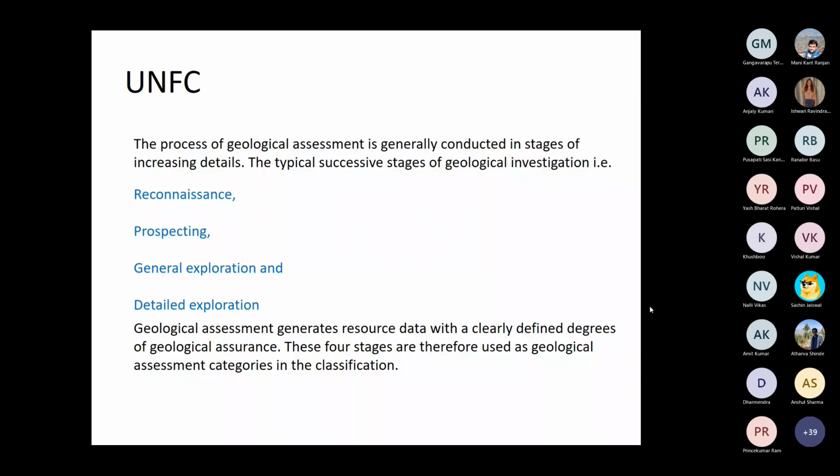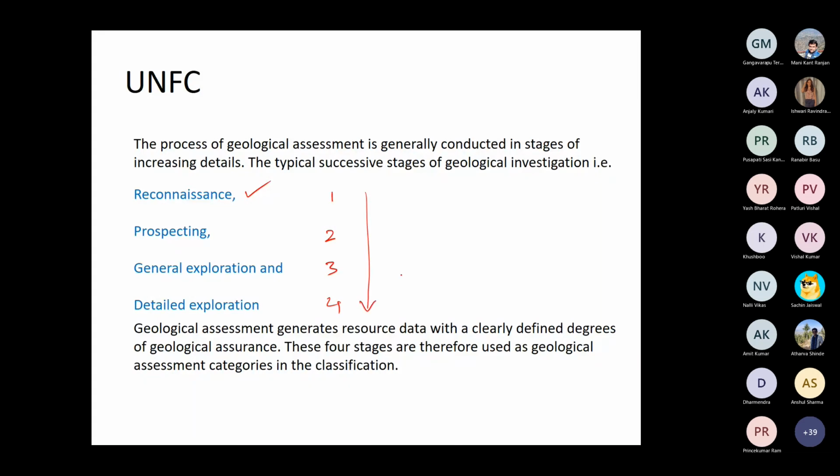So which is the lowest category? Can you tell me? Anyone? Which is the lowest one out of these four of geological assurance? Reconnaissance. Who said reconnaissance? Sir, me. Yeah, okay. So this is the lowest. This is 1. The next stage is 2. Third is 3. And fourth is 4, detailed exploration.